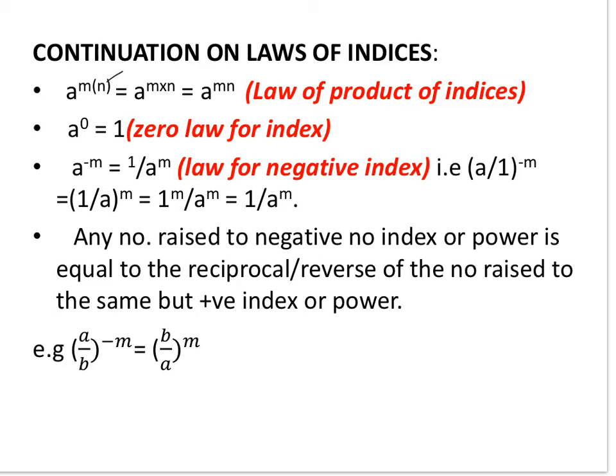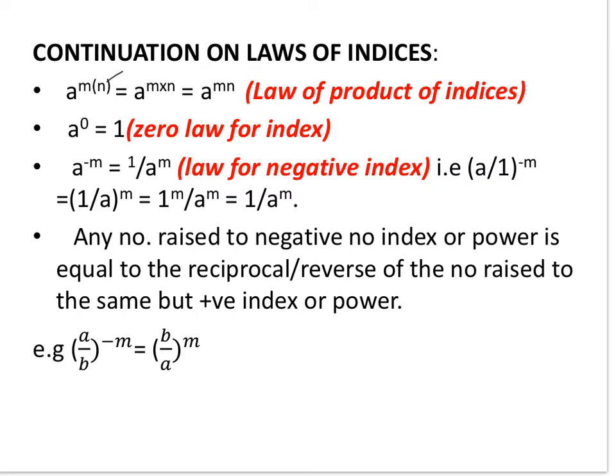A raised to power 0 is equal to 1. Zero law for index: anything raised to power 0 is equal to 1. A raised to power minus m is equal to 1 over a raised to power m. And this is the law for negative index. That is, a over 1 raised to power minus m is equal to 1 over a raised to power m.